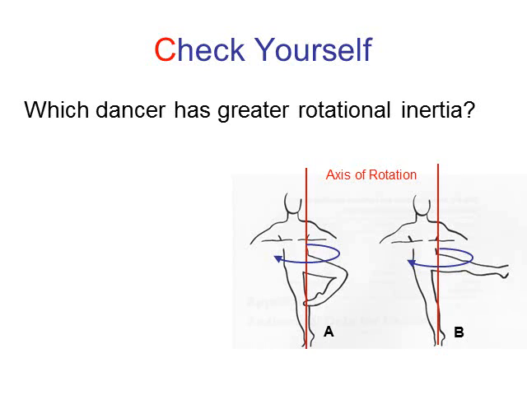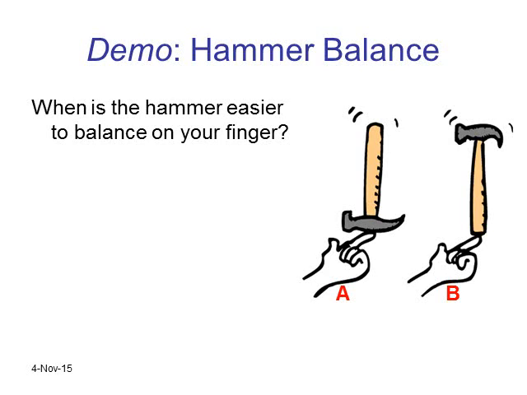So if you have somebody spinning and they have all their mass as close to themselves as they can hold it, a tight little ball, right? Their rotational inertia is less. If they throw a leg or an arm out, all of a sudden they've increased their rotational inertia.